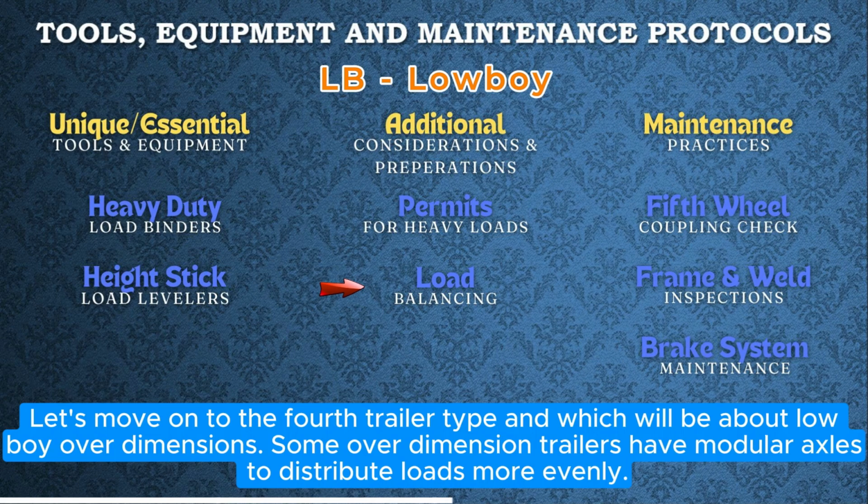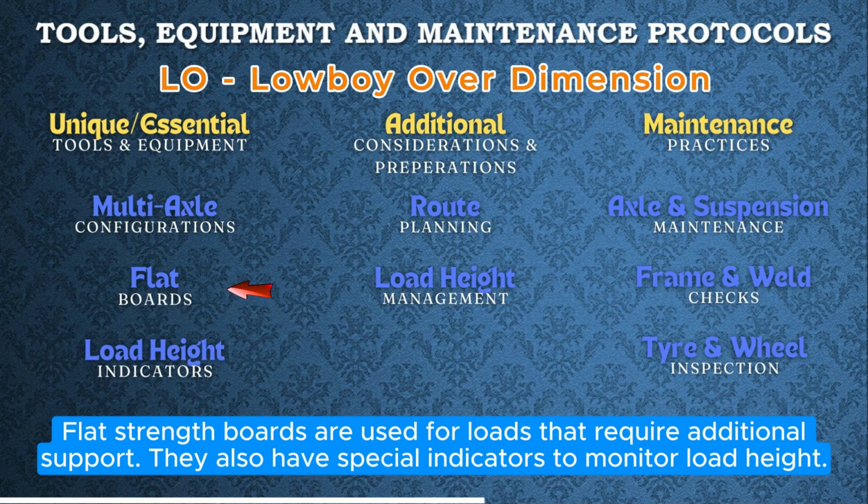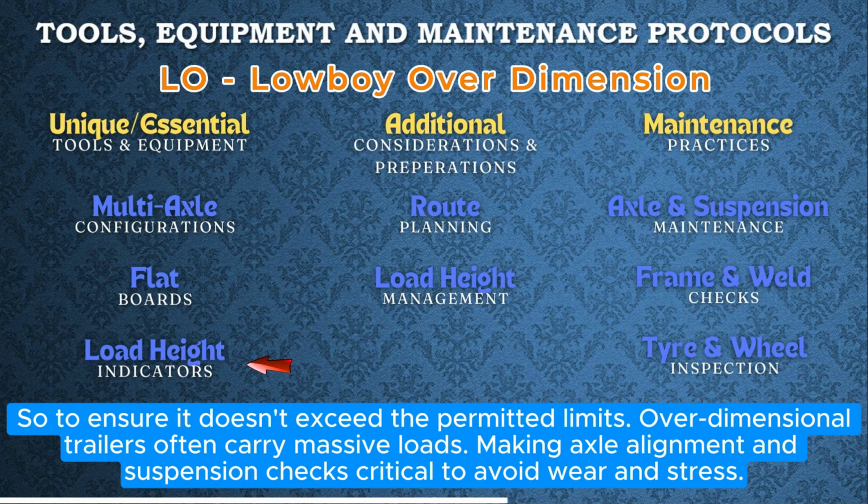Let's move on to the fourth trailer type, which will be about Lowboy over-dimension trailers. Some over-dimension trailers have modular axles to distribute loads more evenly. Flat strength boards are used for loads that require additional support. They also have special indicators to monitor load height, to ensure it doesn't exceed the permitted limits.